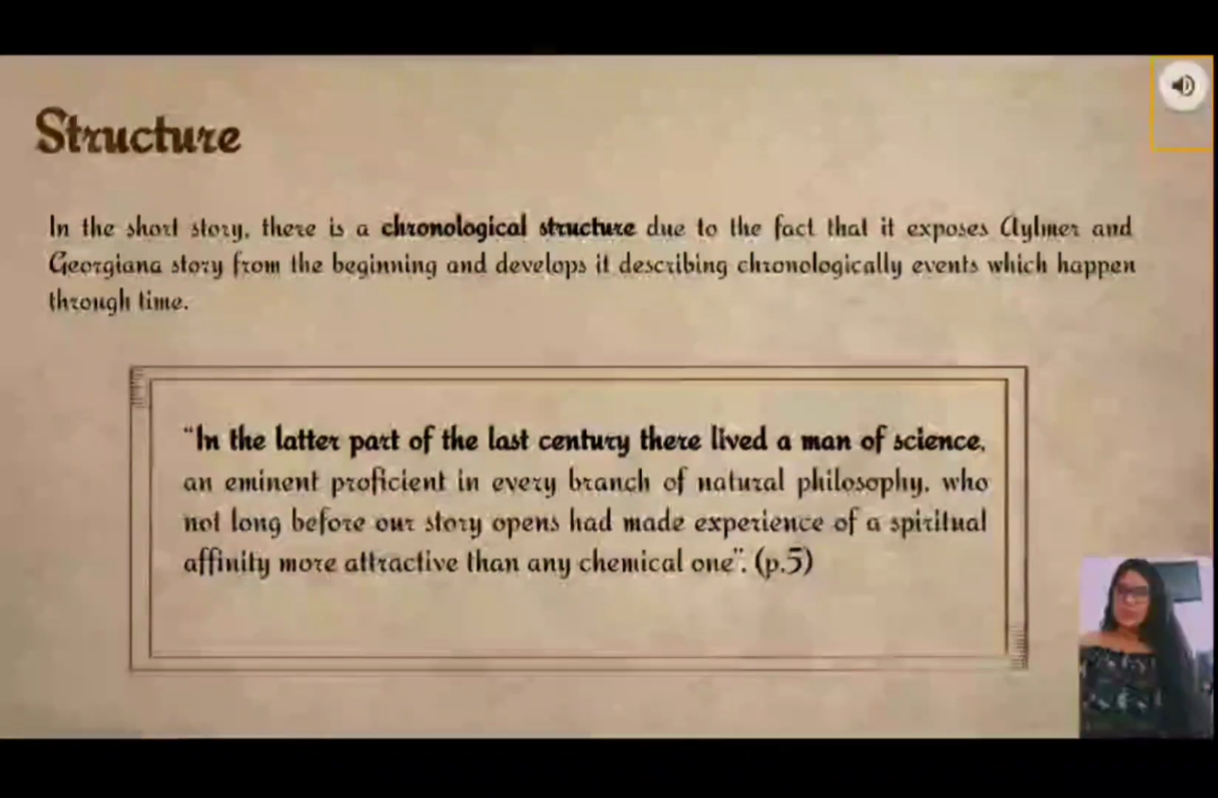Structure. In the short story, there is a chronological structure due to the fact that it exposes Aylmer and Georgiana's story from the beginning and develops it describing chronological events which happen through time. For instance, the next quotation is how it starts the birthmark story that is going to be developed sequentially.